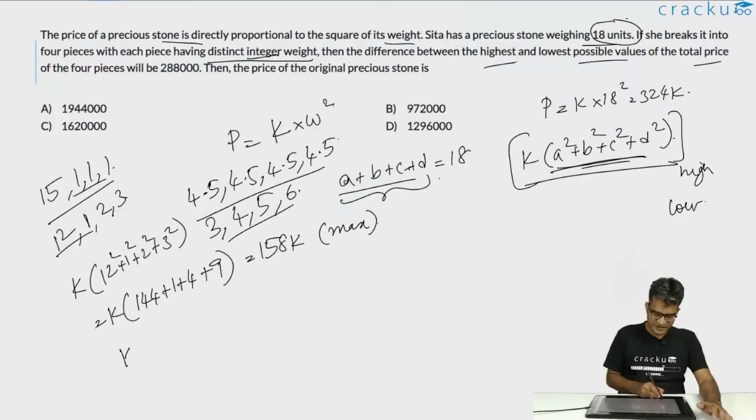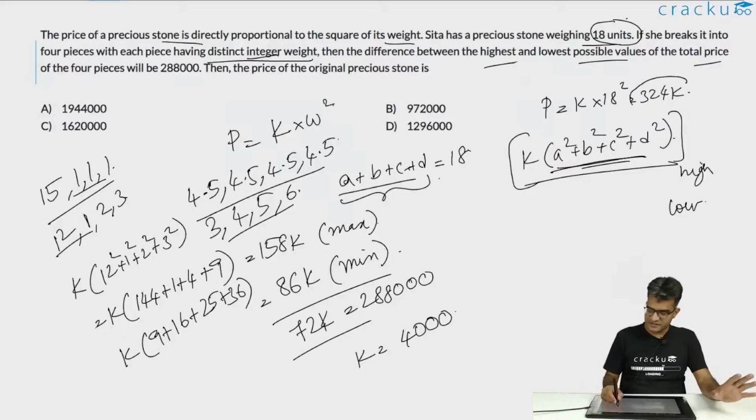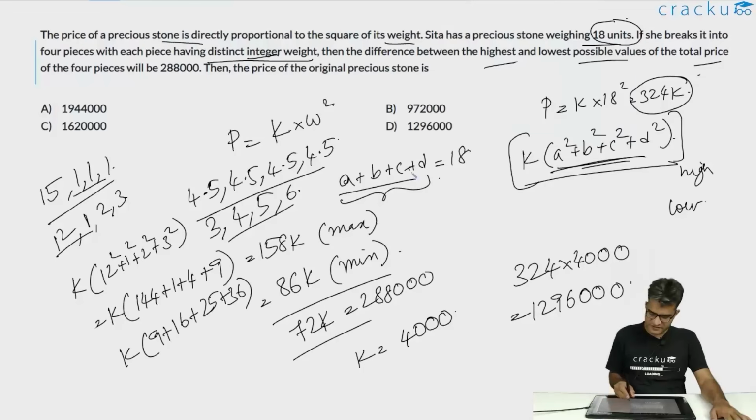And the sum of the squares will be K into 3 square is 9 plus 4 square is 16 plus 5 square is 25 plus 6 square is 36. This is equal to 86K. This is the minimum possible value of the sum of the squares. The difference between these two is 72K. This we are told is 2,88,000, or the value of K is equal to 4,000. What is the price of the original stone? The price of the original stone is 324K. So the price of the original stone will be 324 into 4,000, which is equal to 1296000, which is option D.